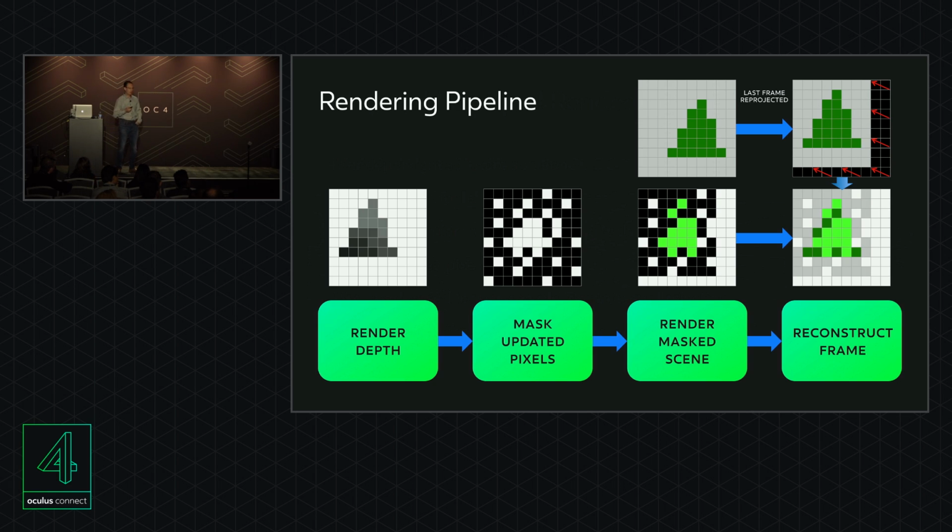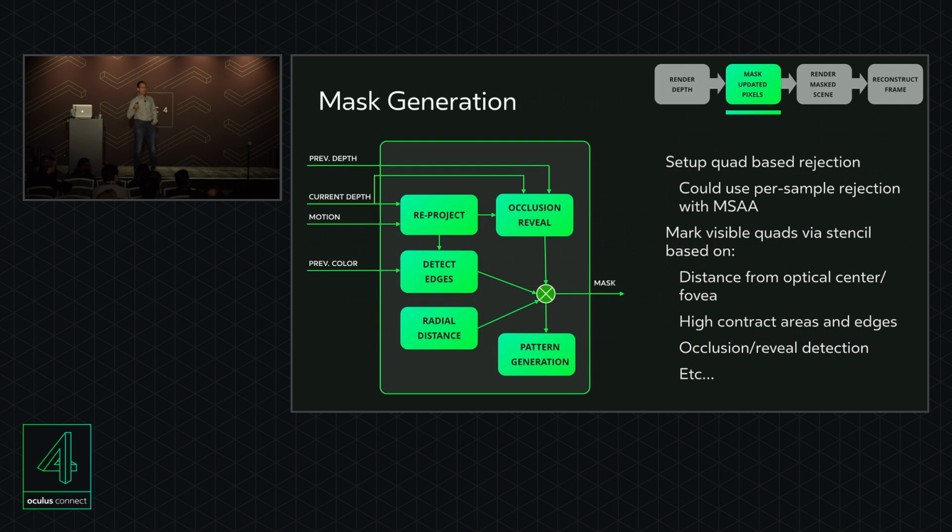So let's drill down into this pipeline. Depth rendering is pretty simple, so there's probably no reason to talk about that. It's pretty straightforward. So let's jump straight into the mask generation. What we do, we set up a quad-based rejection using either stencil or depth. And depending on whether stencil is fully used by the application, we might want to use depth. Or if stencil is available, or even a couple of bits, maybe even a single bit, we can leverage stencil in that case. We need to do a quad-based rejection because this is how GPUs work.